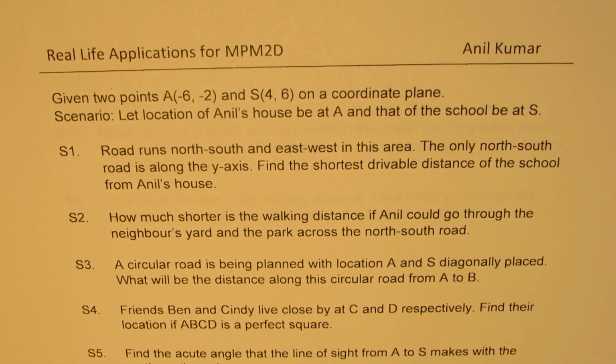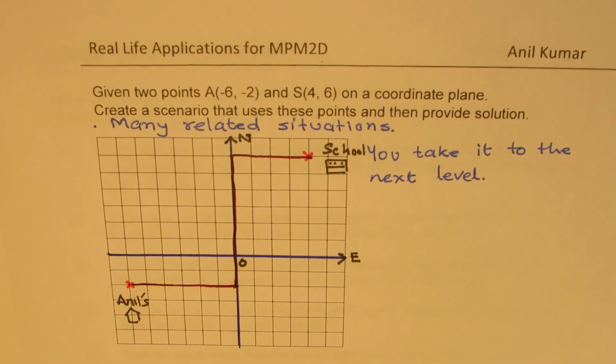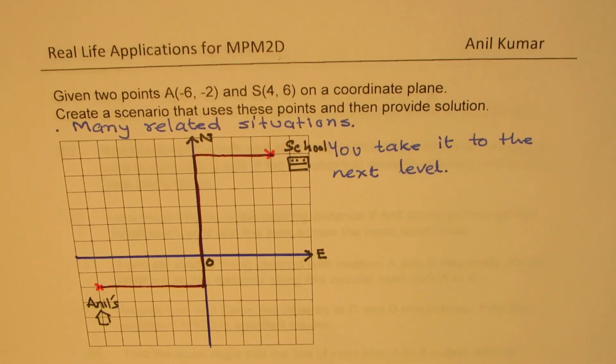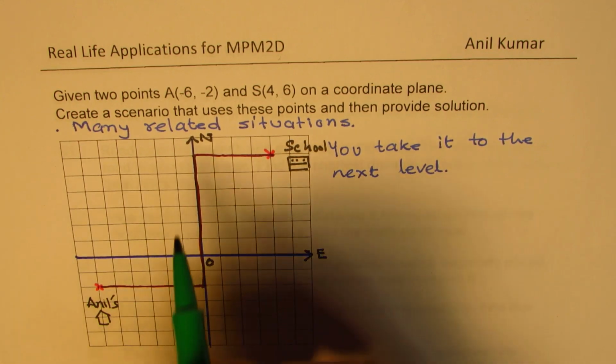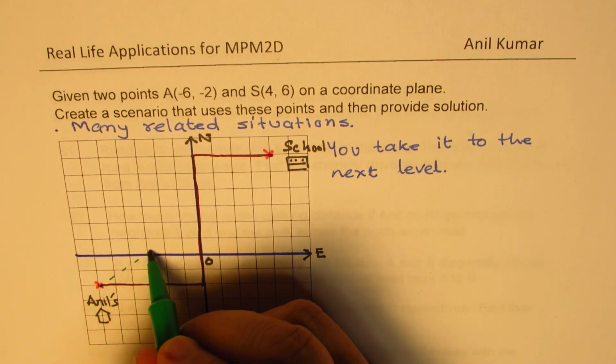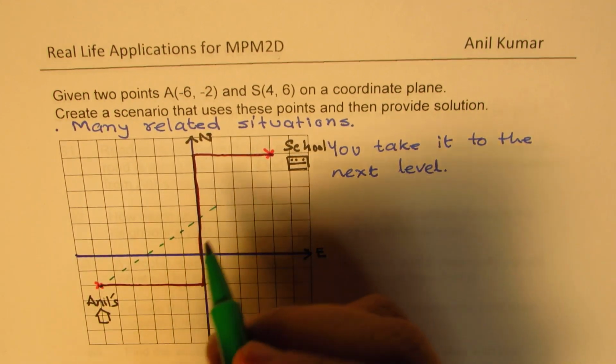Now scenario 2 is: how much shorter is the walking distance if Anil could go through the neighbor's yard and the park across the north-south road? So that is another very simple question, and that is to find the distance as the crow flies from Anil's house to the school, right? So normally you will not go like that, but however, if you are allowed to, so let us say that is the other scenario, we are going like this.